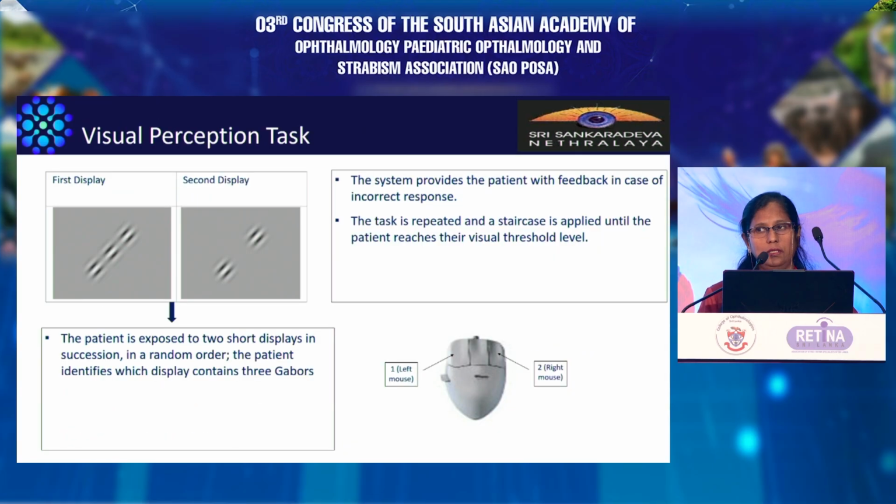So the patient is given 2 tasks. The first display has 3 Gabor patches and the second has only 2. The patient has to identify which has the 3, and accordingly he will press the right or the left mouse button. If there is a mistake, there is an auditory feedback and the patient knows that he is not doing well, and accordingly again the target is given to the patient.